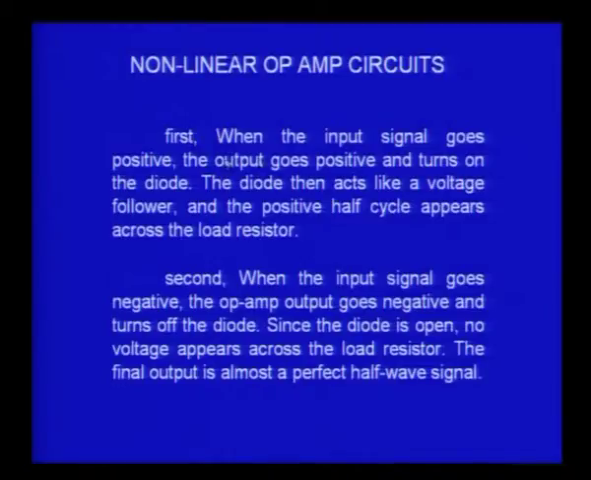I have explained here on the screen, when the input signal goes positive, the output goes positive also and turns on the diode, and the diode then acts like a voltage follower, and the positive half cycle appears across the load resistor. But when the input signal goes negative, the op amp output also goes negative and turns off the diode, because there is not enough voltage to forward bias the diode. Since the diode is reverse biased or open, no voltage appears across the load resistor, and the final output is almost a perfect half wave signal, because 7 microvolt is the only difference.